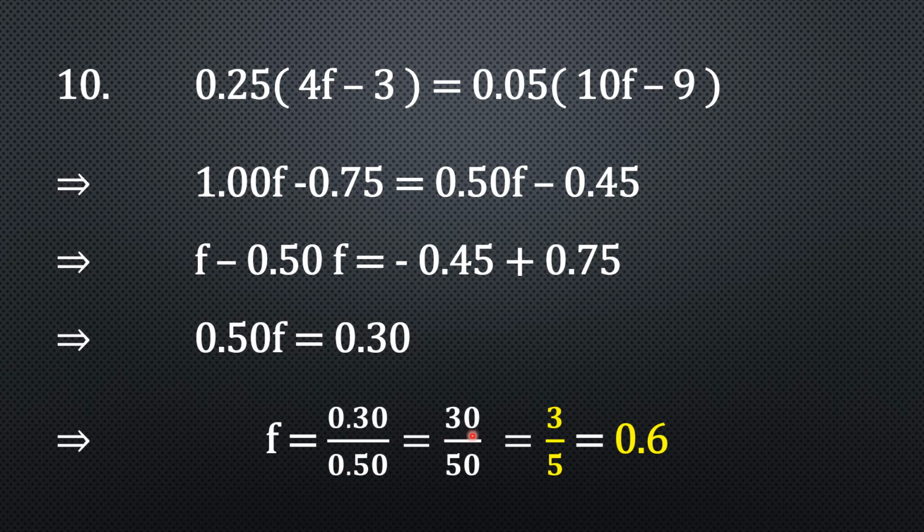Again we can cancel the 0 and 0. We get 3 by 5. This is the answer. Or we can convert it into decimal. So our answer will become 0.6.